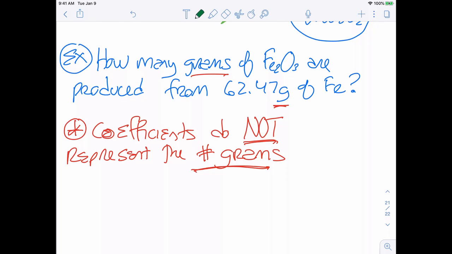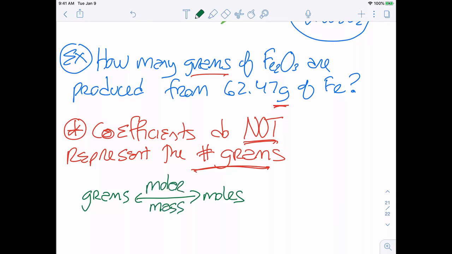So how do we convert between grams and moles? We covered this in an earlier chapter. If we had grams of something and we wanted to convert to moles of the same thing, how did we do that? Hopefully you remember, molar mass is going to be our conversion factor. So every time you have grams, you would use the molar mass to get moles. If you have moles, you use the molar mass to get grams. So if you want to go from grams of a substance to moles of that same substance, you're going to use molar mass. So grams of substance A to moles of substance A, we're going to use the molar mass of substance A, whatever it happens to be.